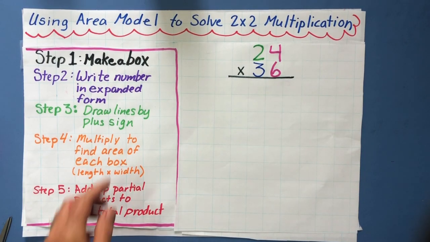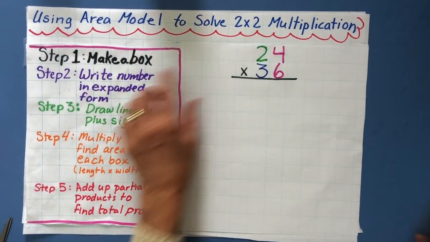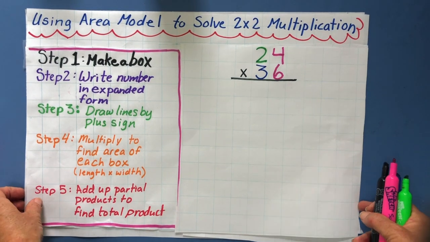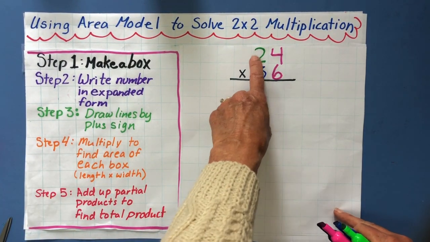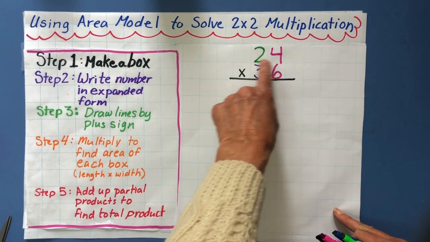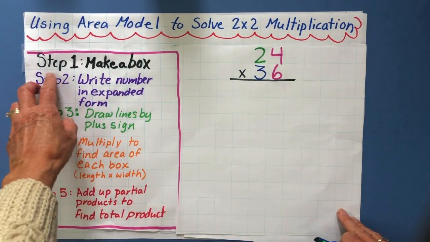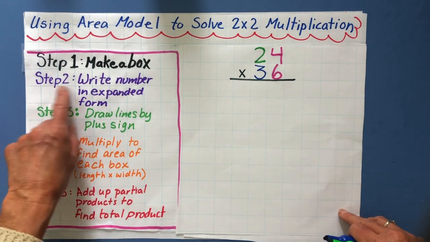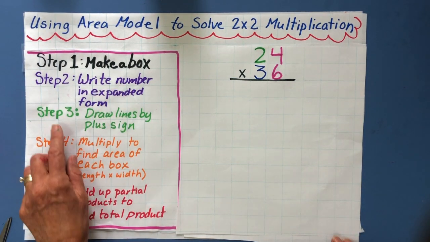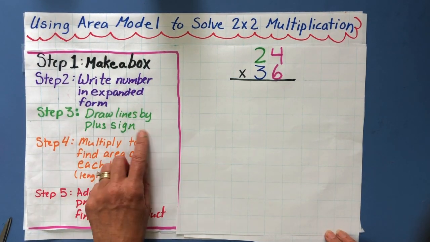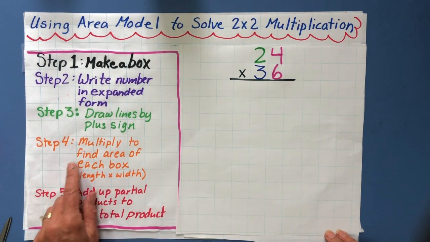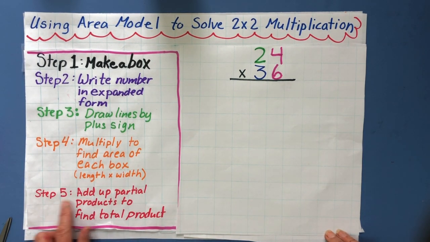Right, this video is on using area model to solve 2 by 2 multiplication. Now 2 by 2 multiplication means a 2-digit number by a 2-digit number. So the steps are: step 1, make a box; step 2, write the number in expanded form; step 3, draw lines by plus signs; step 4, multiply to find the area of each box; and step 5, add up partial products to find the total product.